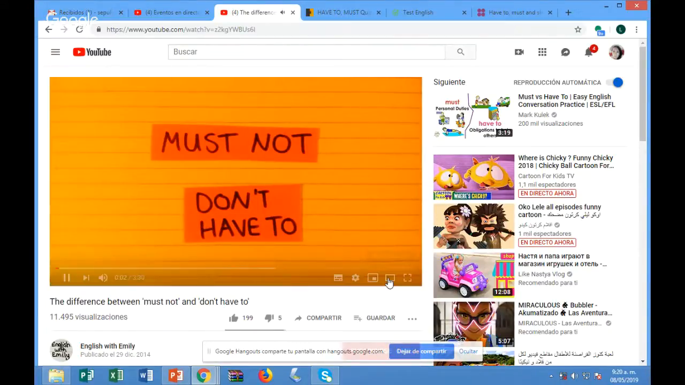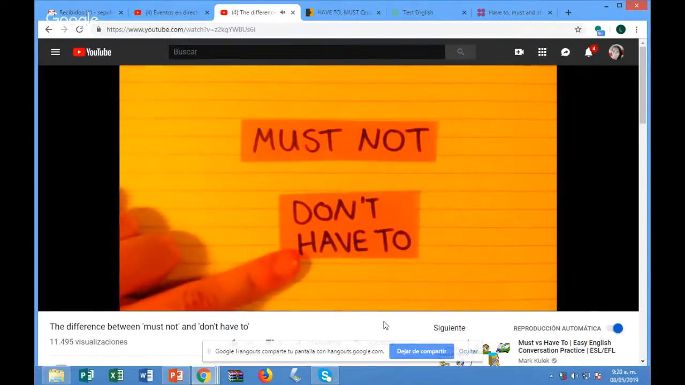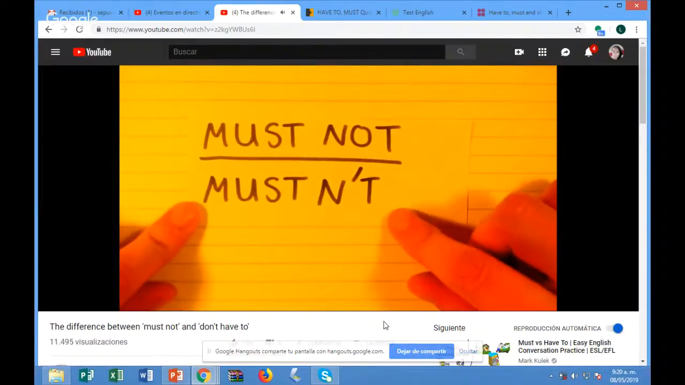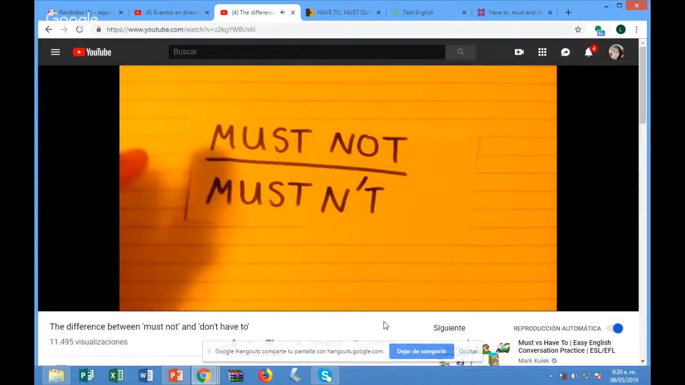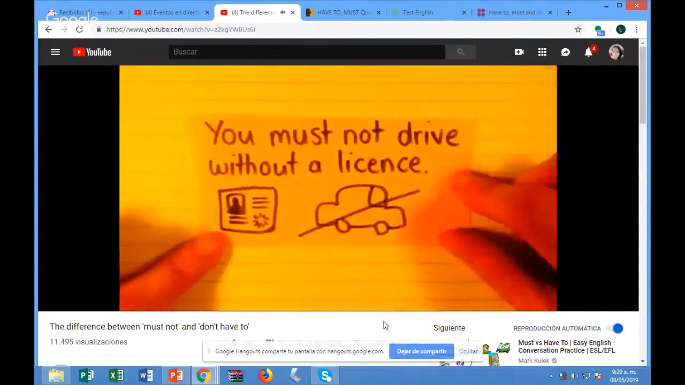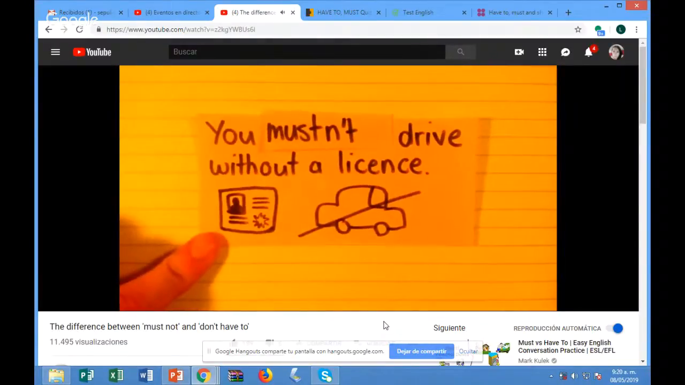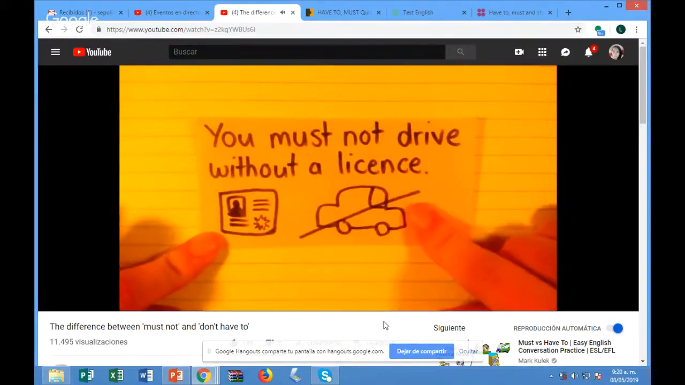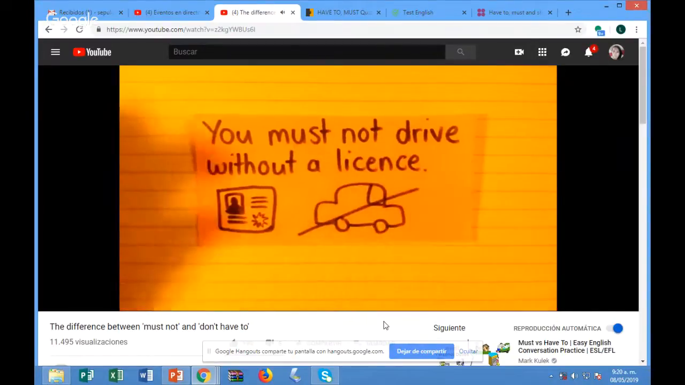Hi, I'm Emily, and I'll be teaching you the difference between must not and don't have to. Let's start with must not. We use must not or mustn't when we're talking about an obligation not to do something, something that is prohibited or forbidden. For example, we could say, you must not drive without a license, or you mustn't drive without a license. This is an obligation not to drive unless you have a license. So you must not drive without a license.